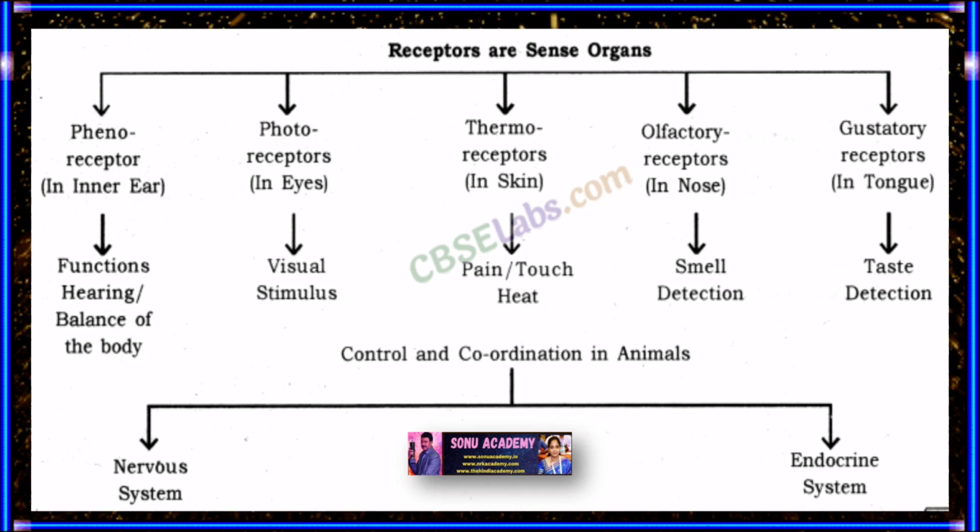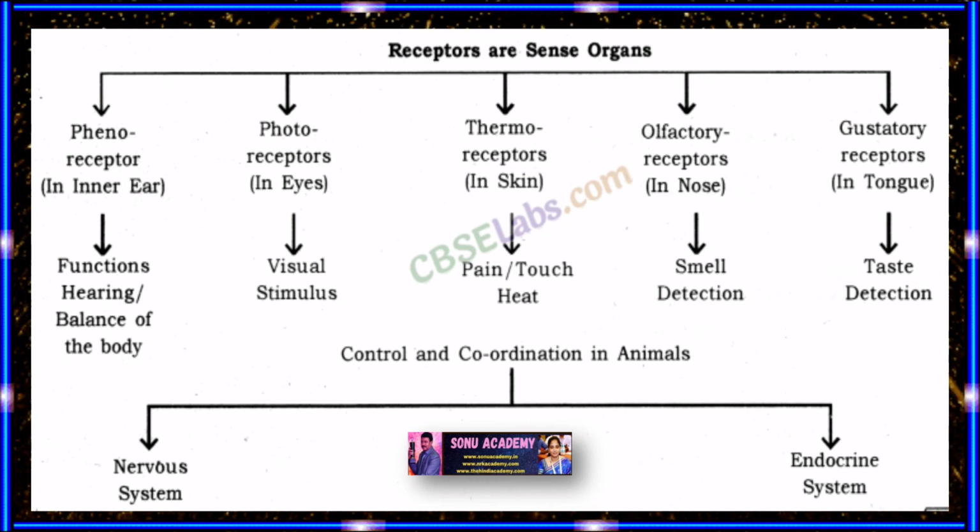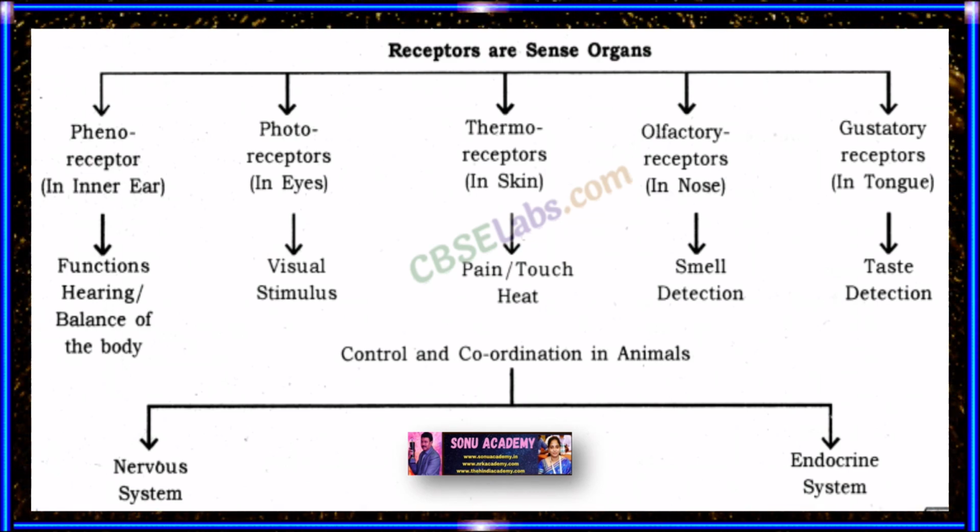Children, here is a flow chart of receptors or sensors. Phonoreceptors, as we already discussed, are present in the inner ear. Photoreceptors are present in the eye and their function is visual stimulus. Thermoreceptors are present in the skin and their function is pain, touch and heat. Olfactory receptors are present in the nose and detect smell. And gustatory receptors are present in the tongue and help to taste the food.